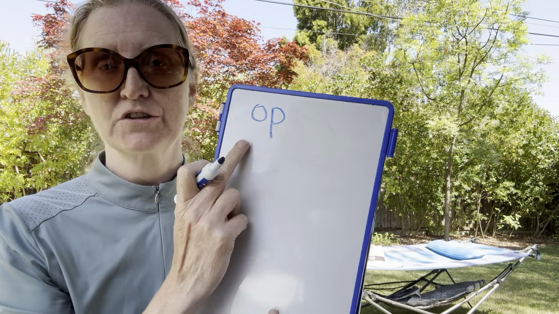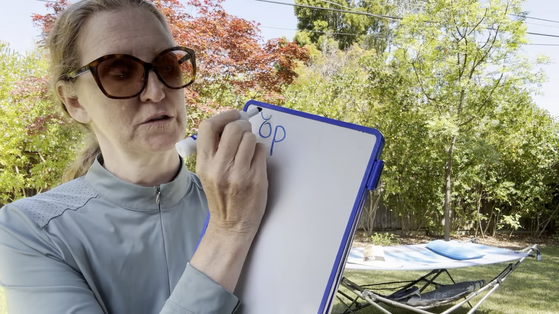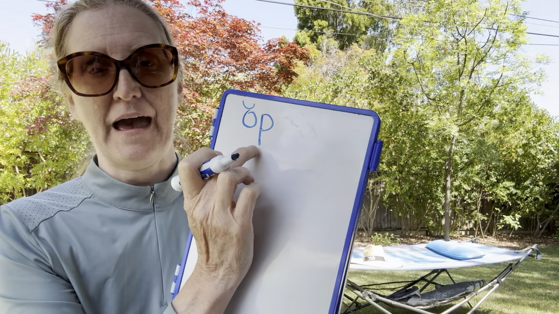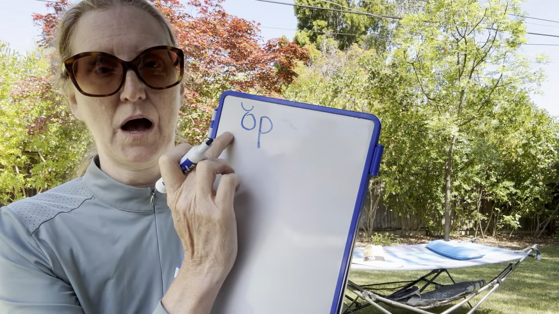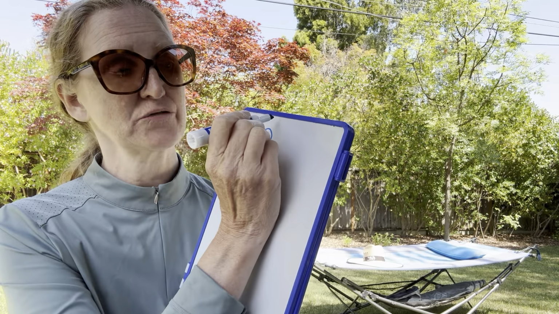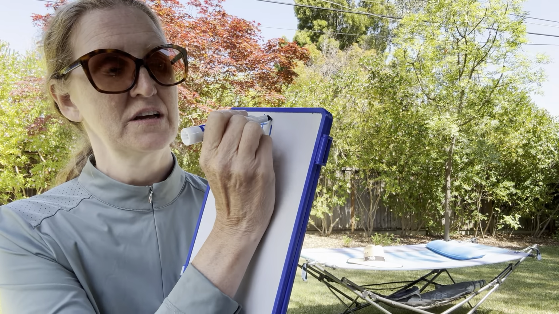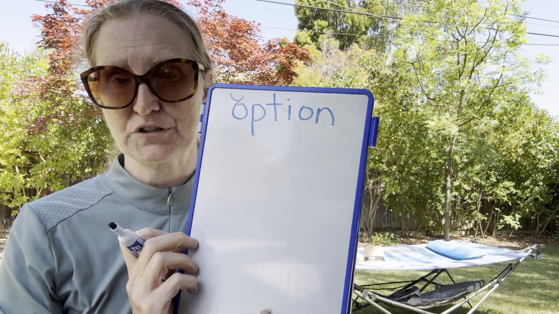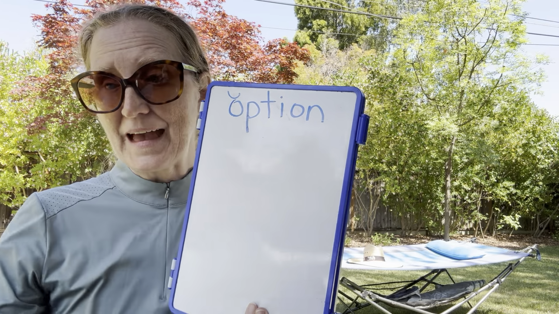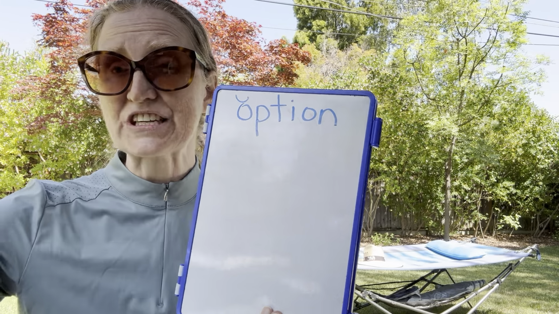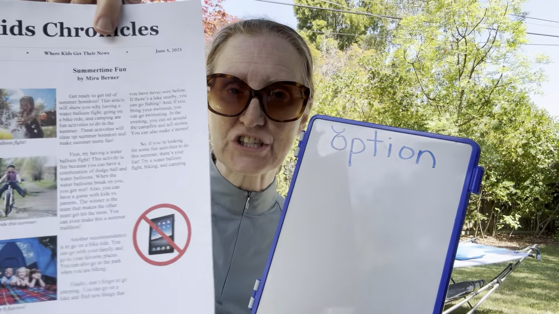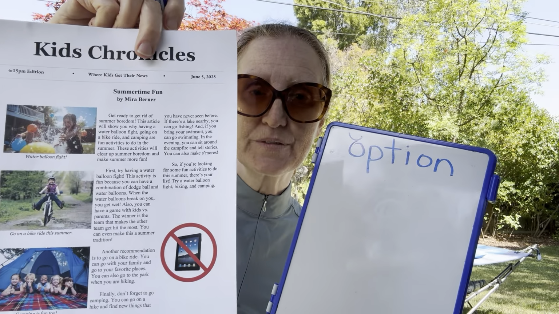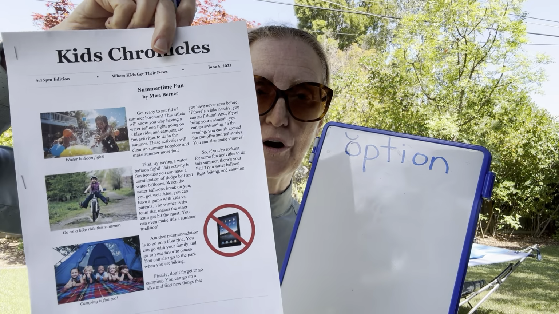Op. Short vowel sound because it's closed in. There's a letter after that vowel sound in that syllable. Op. Shun. That's right. The TI says the sh. Option. Yeah, they had an option to choose, and then each kid got a section of the newsletter to put their article in.